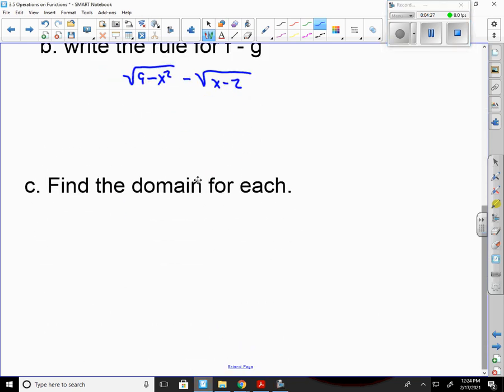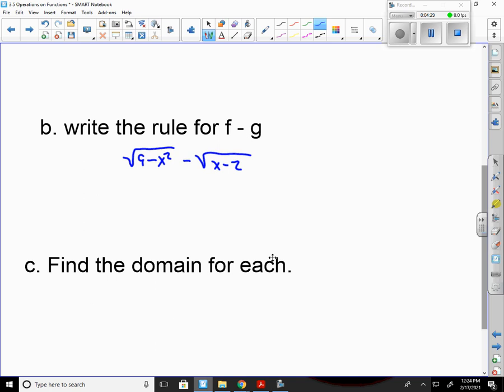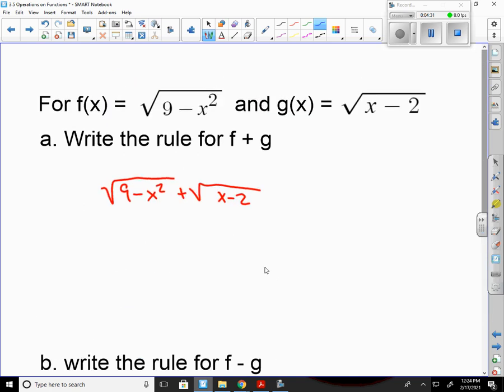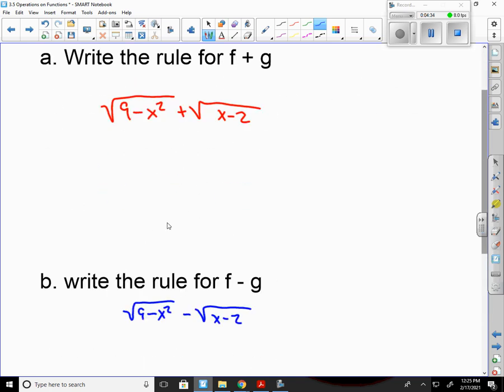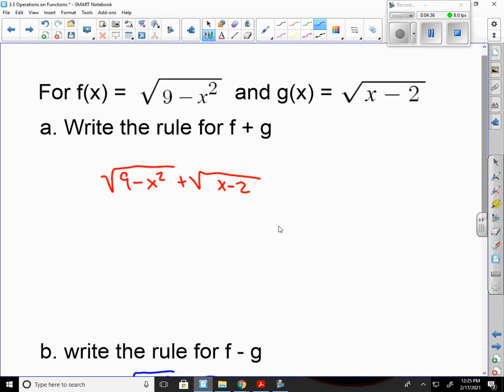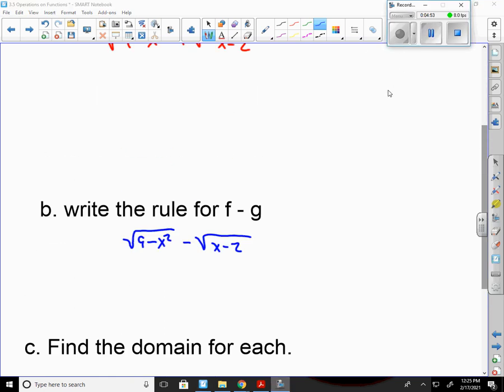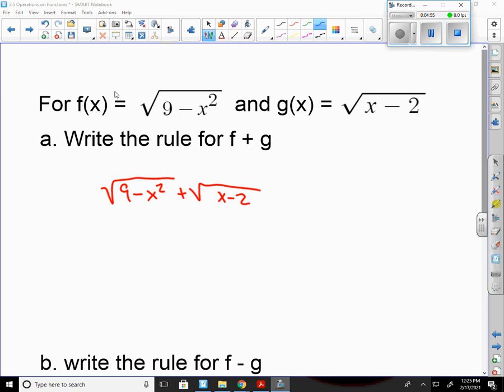Oh, but now we get to the hard part. Find the domain for each. So if I'm trying to find the domain of f plus g and the domain of f minus g, first I need to find the domain of each one of these. If you'll remember correctly, the domain is the numbers where it's possible. So let's find the domain for each piece of this. What is the domain of the first one?